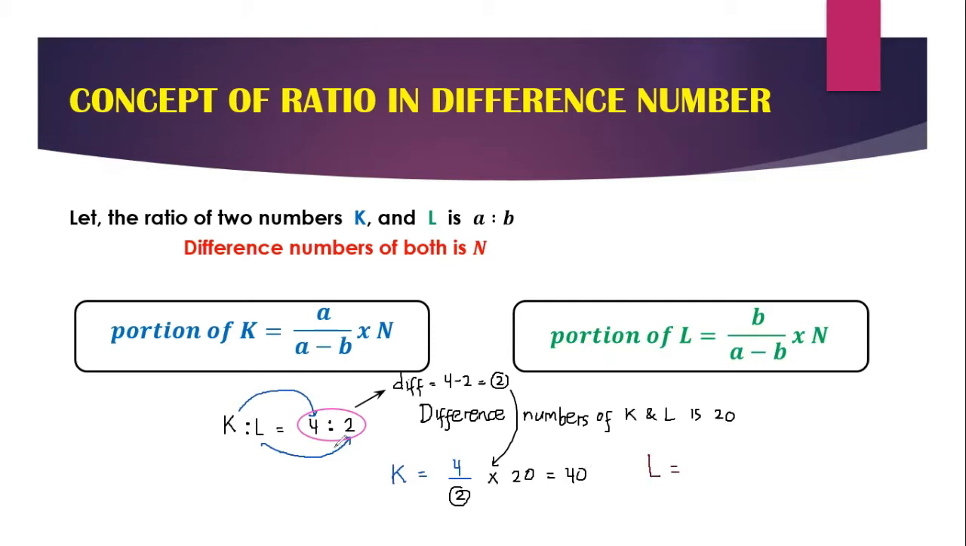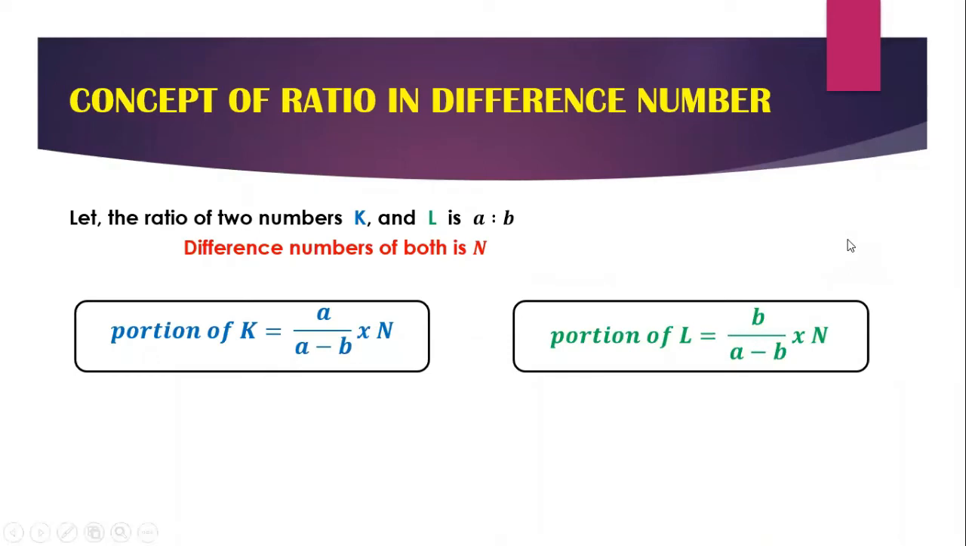So what about L? Now the portion of L. 2 belongs to L, right? So the portion of L is 2 over the difference 2, times the difference number 20. So we'll find 20. Is it clear to everyone? Okay, good.